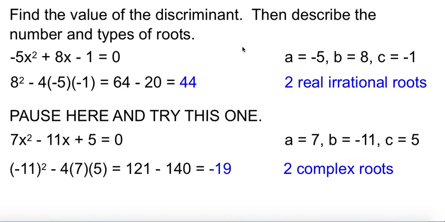So, quadratic formula, not that bad. You just have to follow the procedure. Plugging in the values, being careful with your arithmetic. A lot of people will end up going to this method when they have a choice because it's always going to work. You may not always be able to factor, but you can always use the quadratic formula, unless the problem says otherwise.